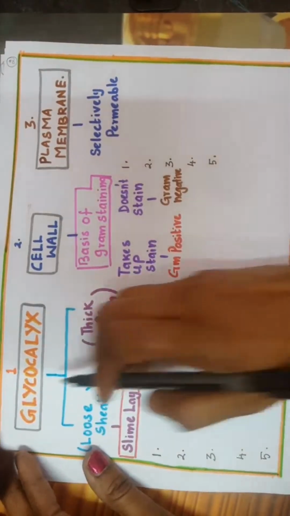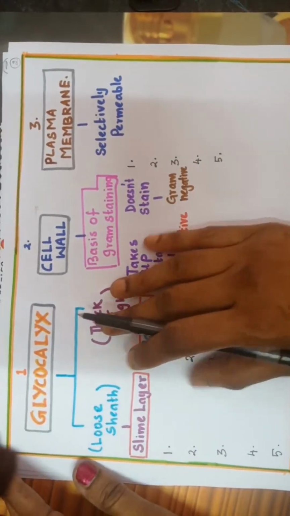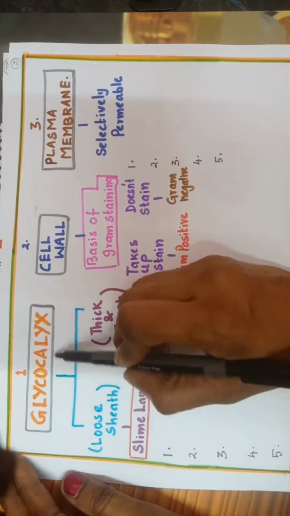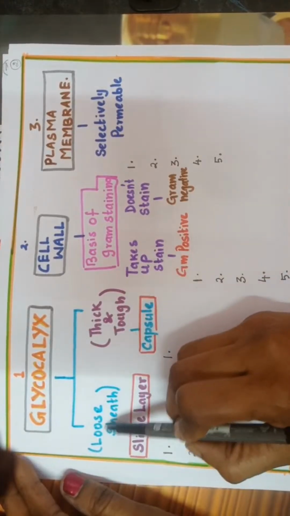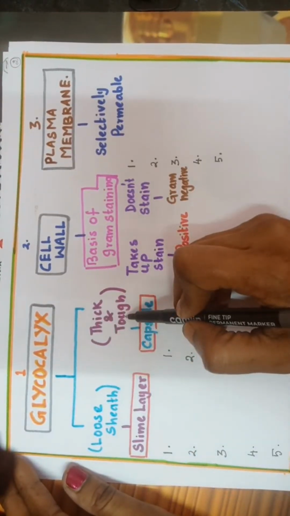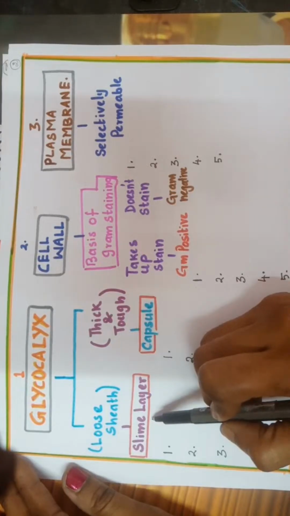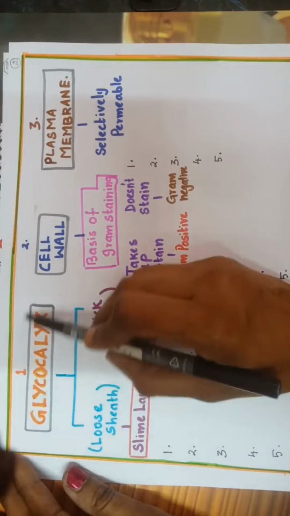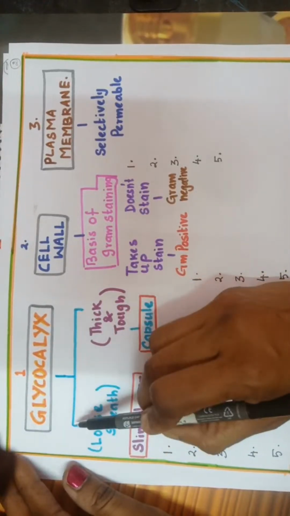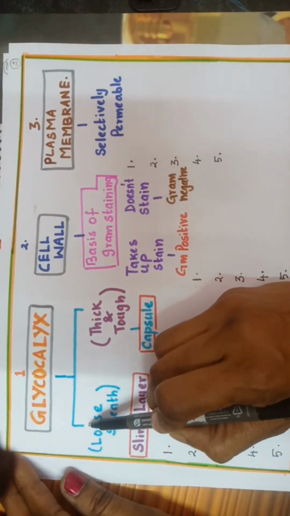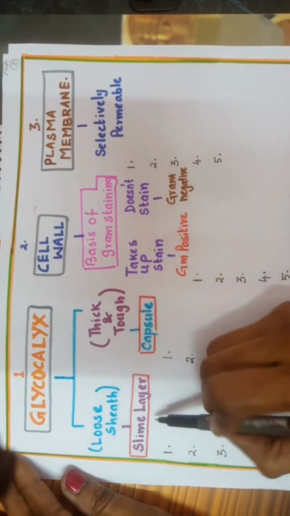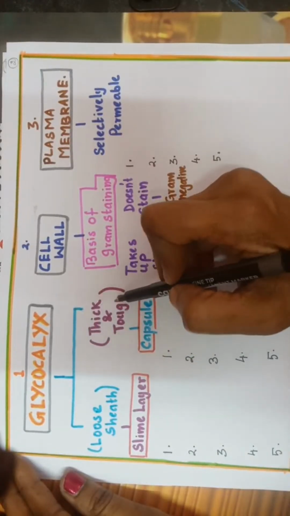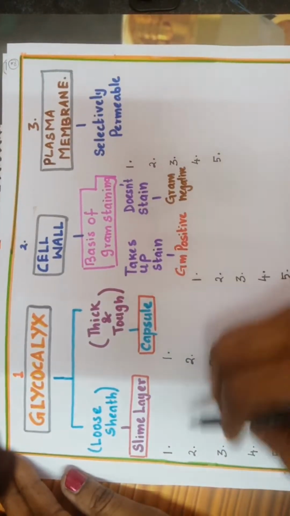Then second is the importance of each layer. In NEET MCQ point of view, these are the code words which I am sharing with you. If you see glycocalyx, look for loose sheath and thick and tough. Loose sheath is a slime layer, thick and tough you call it as the capsule. That is, the glycocalyx is of 2 types. It can be a loose sheath that is not attached firmly to the cell. You call it as a slime layer. If the glycocalyx is very thick and tough, you call it as a capsule.